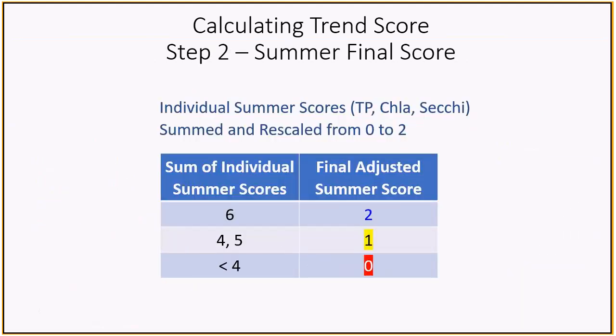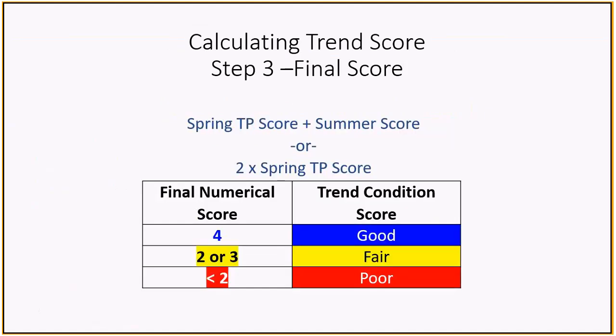We rescale the 3 summer parameters to come up with a single overall point score for summer data. And then we add together the spring phosphorus score and the summer score to derive the final score based on all 4 parameters. For lakes that don't have lay monitors, we generally don't have summer data, in which case the final score is based only on the trend in the spring phosphorus concentration.